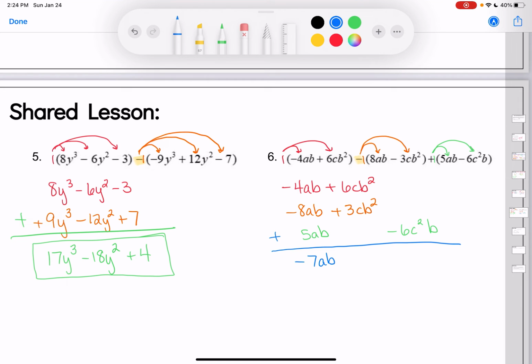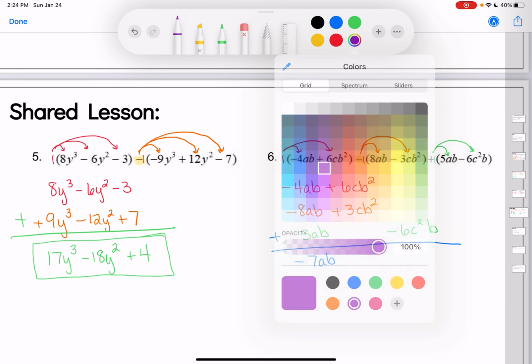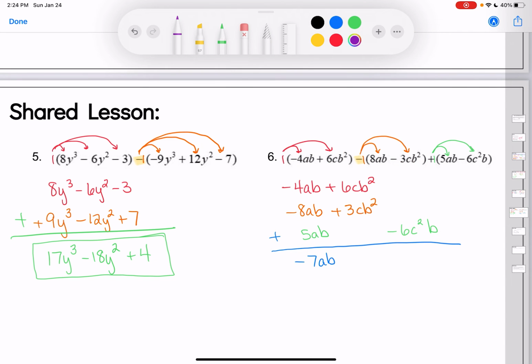Negative 12 plus 5 would be negative 7. Okay. Then I'm going to combine my cb squareds. 6cb squared plus 3cb squared is 9cb squared. And I don't have a like term with this other guy, so it's going to stay the same, 6c squared b.